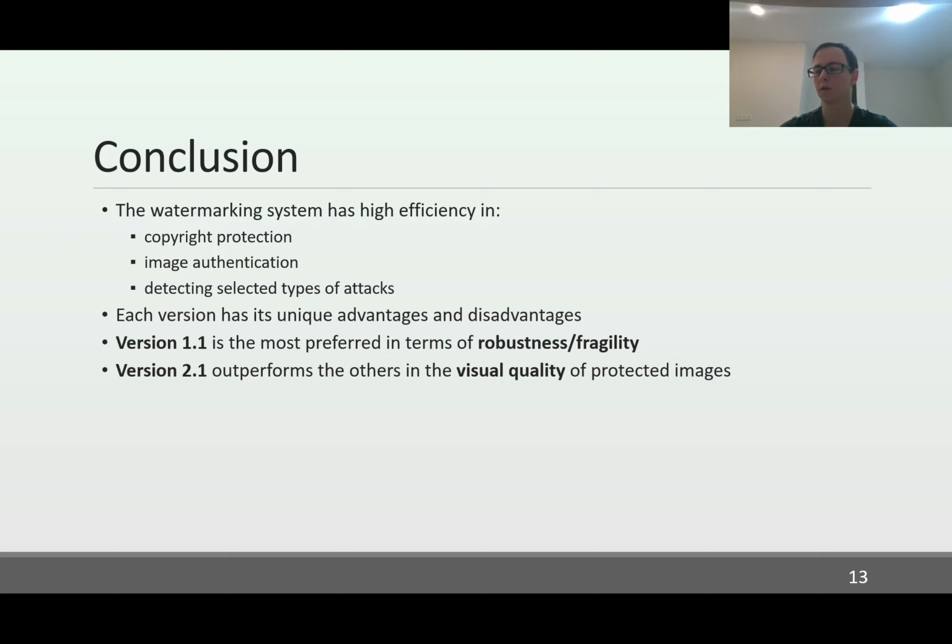When comparing the four considered semi-fragile watermarking networks, it becomes evident that each version has its unique advantages and disadvantages. However, in general, version 1.1 can be distinguished as the preferred option in terms of robustness and fragility, while version 2.1 outperforms the others in the visual quality of protected images.